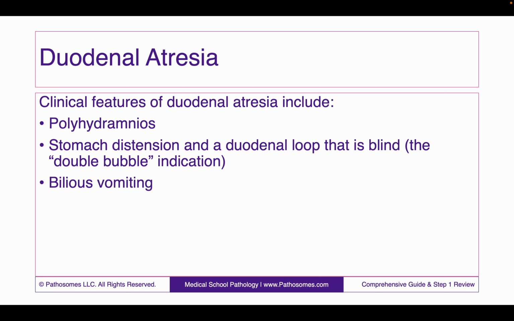Now let's talk about some clinical features of duodenal atresia. We can have polyhydramnios, obviously the stomach distension and the duodenal loop that is blind, hence the double bubble sign, as well as bilious vomiting.